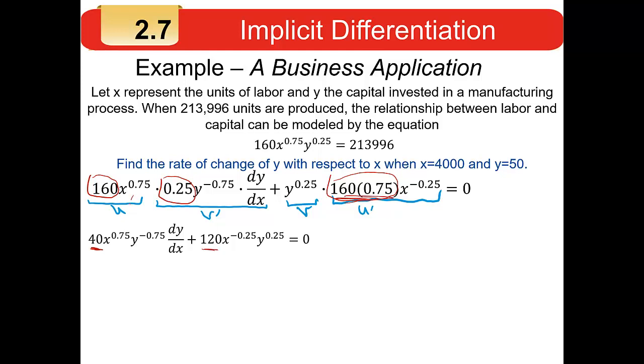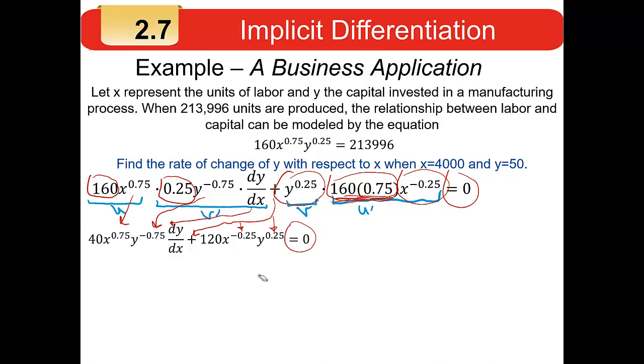I've got that x to the 0.75, and I've got the y to the minus 0.75, and I've got that dy over dx. Then I've got the plus sign. Then I've got the 160 times 0.75, which turns out to be 120. And I've got the x to the negative 0.25, that's here, and I've got y to the positive 0.25, which is there, and then I have that equal to 0. So it already looks better.